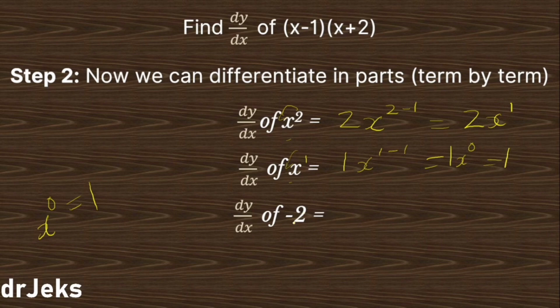Here, dy/dx of minus 2. We said last time, if we look at our table again, the derivative of a constant always gives us 0.